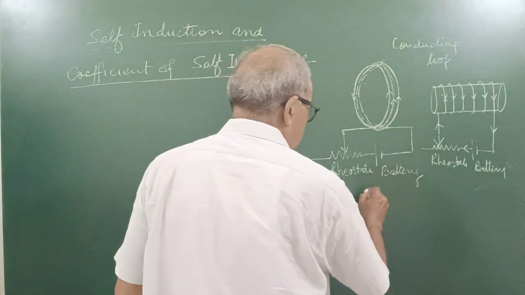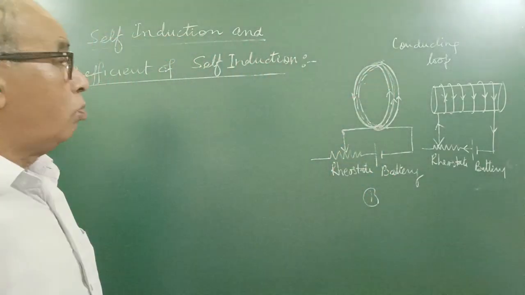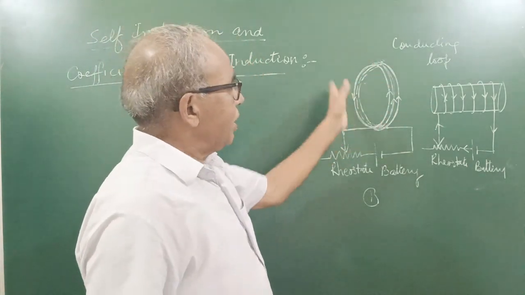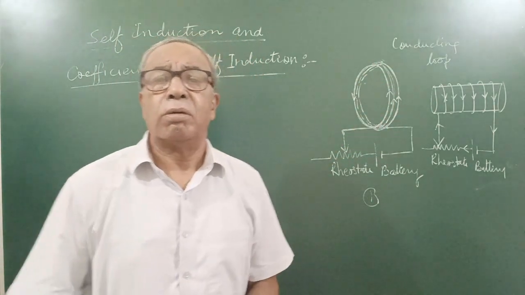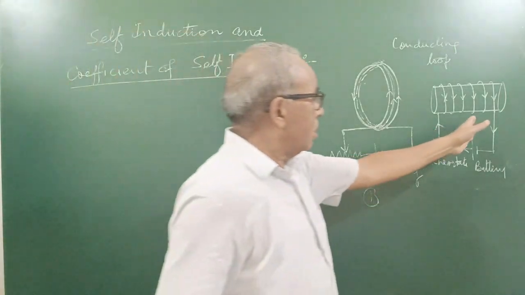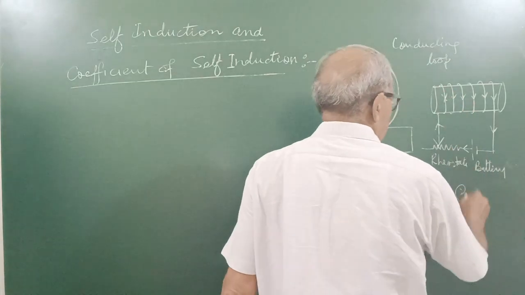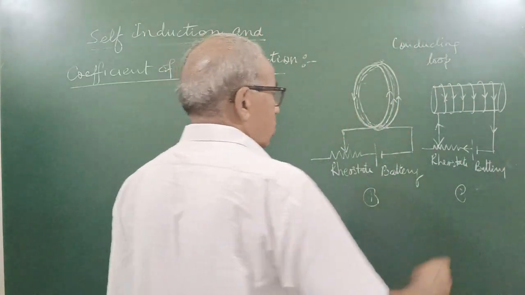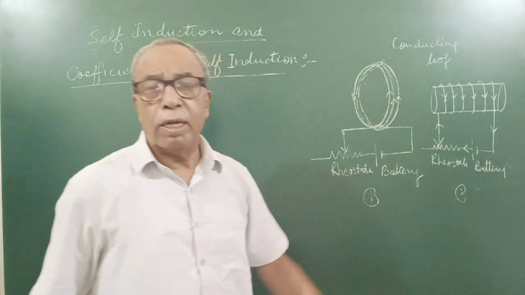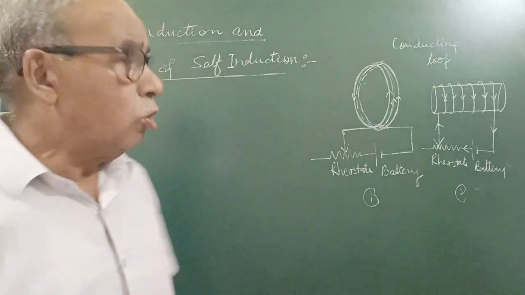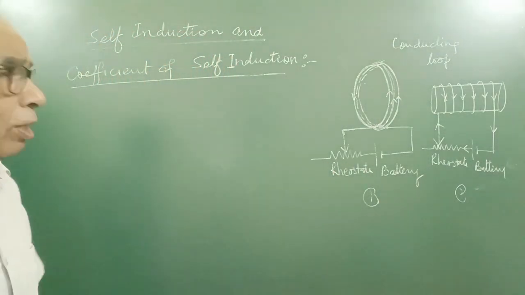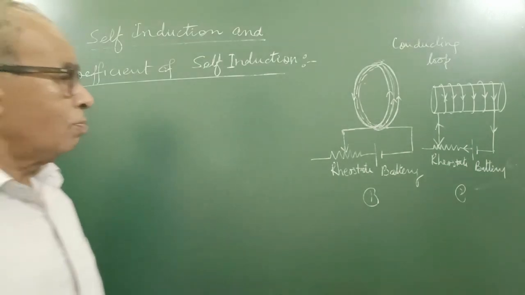Here in figure 1 we have a conducting loop having many turns, or it may have a single turn also. In figure 2 it is a solenoid. Both the coil and the solenoid are connected to a battery through a rheostat. A rheostat is a device which can change the magnitude of current, not the direction.